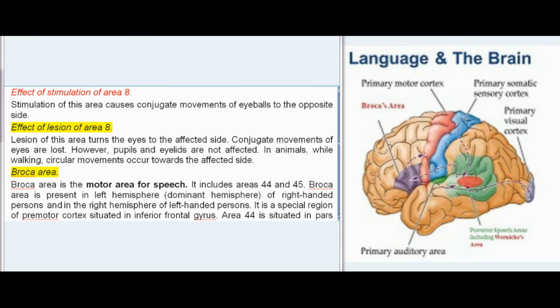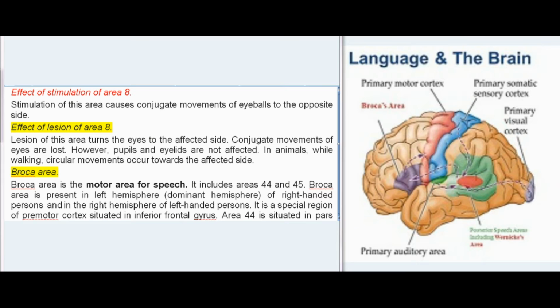Effect of lesion of area 8. Lesion of this area turns the eyes to the affected side. Conjugate movements of eyes are lost. However, pupils and eyelids are not affected. In animals, while walking, circular movements occur towards the affected side.